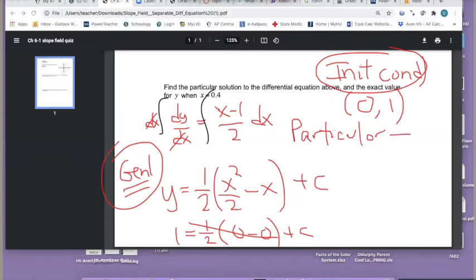So we can go from general solution to using the initial condition, we get what's called the particular solution. And that is going to be y. Let me switch colors here. It's going to be y equals 1/2 x squared over 2 minus x plus 1. All right.